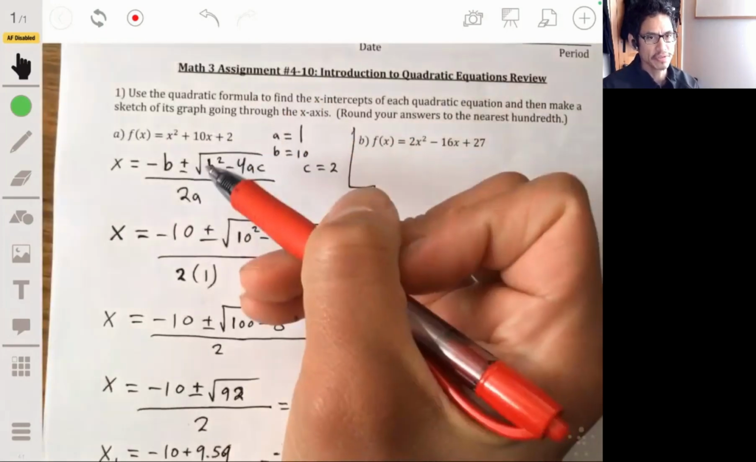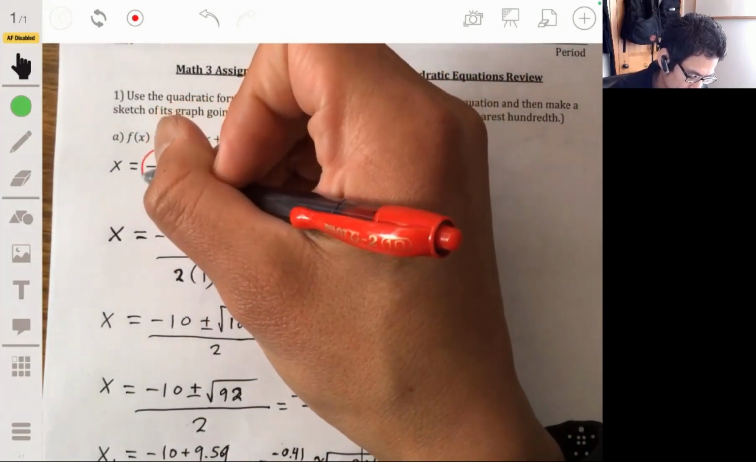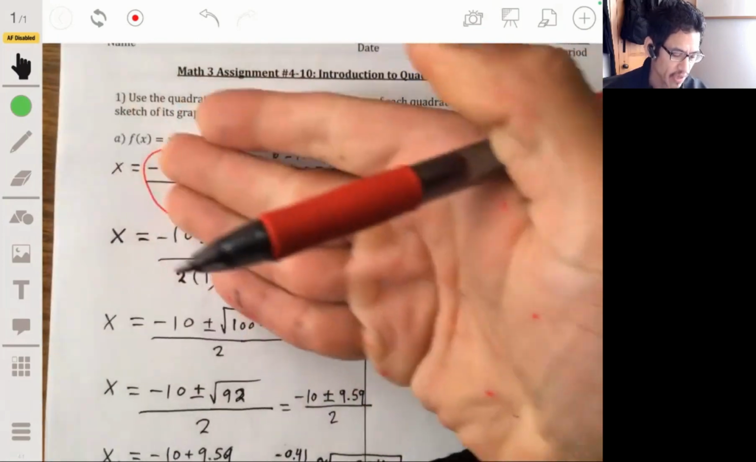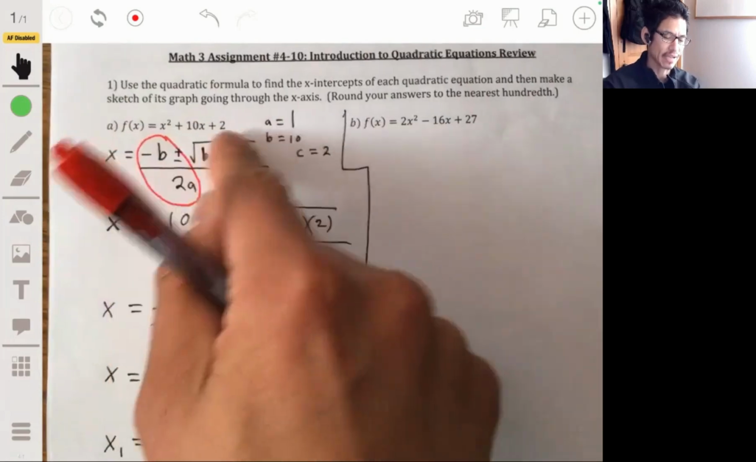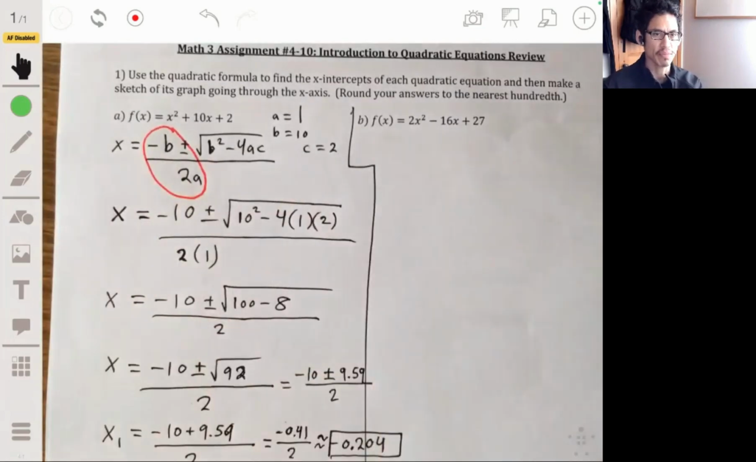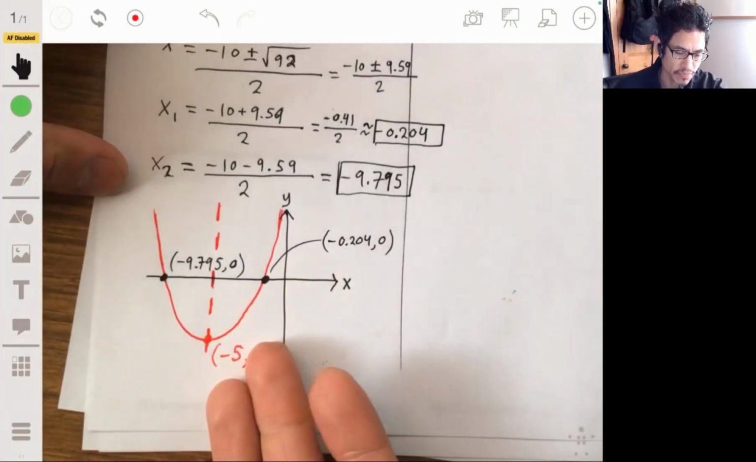And again, you could use the formula. Remember, the formula for the x-coordinate of the vertex is just this first part here, negative b over 2a. That's how we get the first part of it, and then we add and subtract the discriminant. That's why we get one point to the right of this and one point to the left. That's where the symmetry comes in.